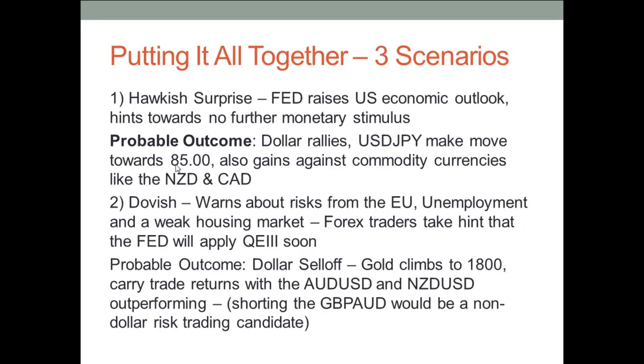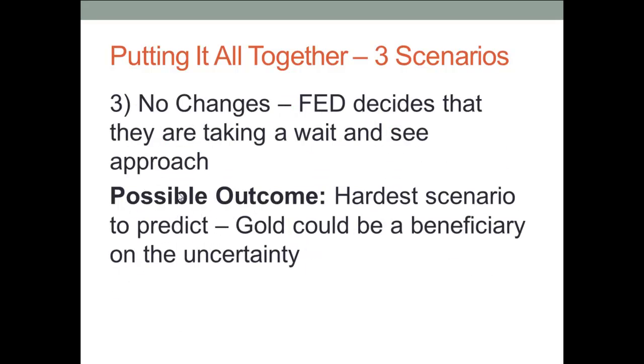So we have our three scenarios. We have a hawkish surprise, which would be great for the dollar. Specifically, the dollar yen can go up to 85, and also commodity currencies could be losers. The second scenario is if the Fed is dovish and they hint that there's going to be monetary stimulus, that would be negative for the dollar. Specifically, gold could move higher, and some of the carry trade instruments would do well.